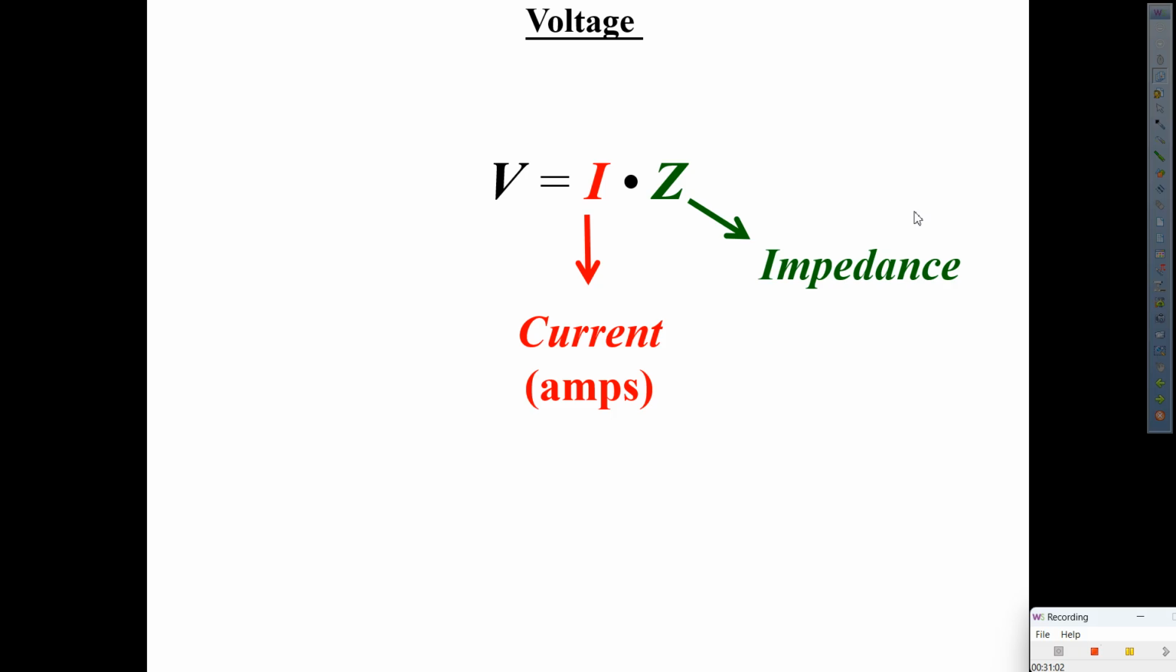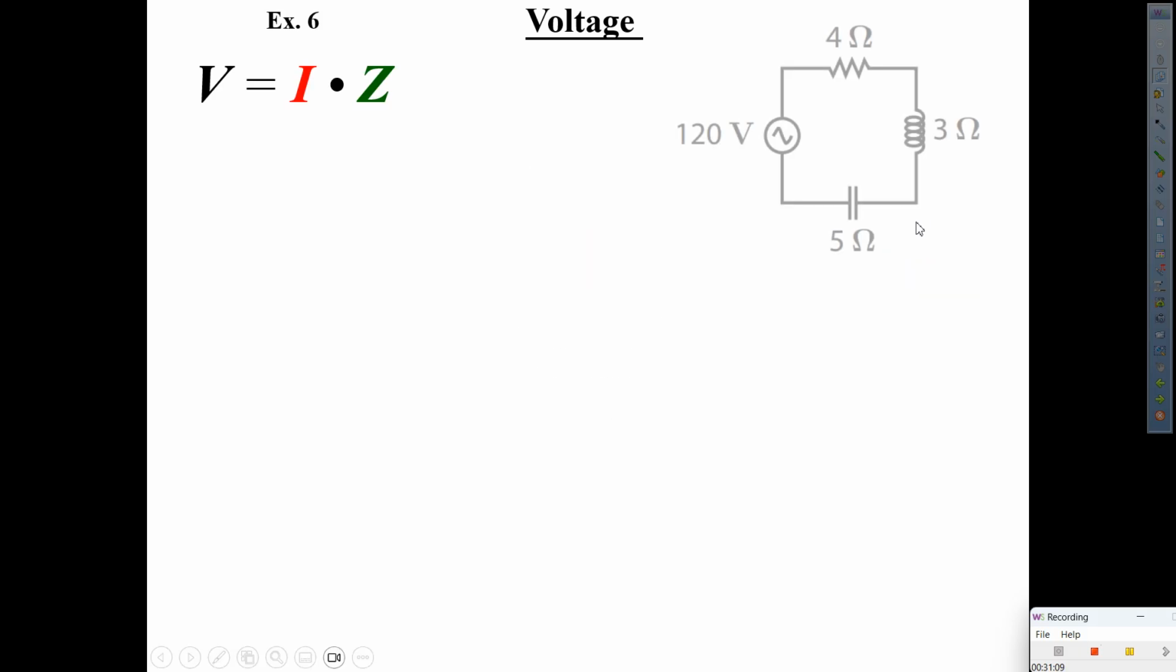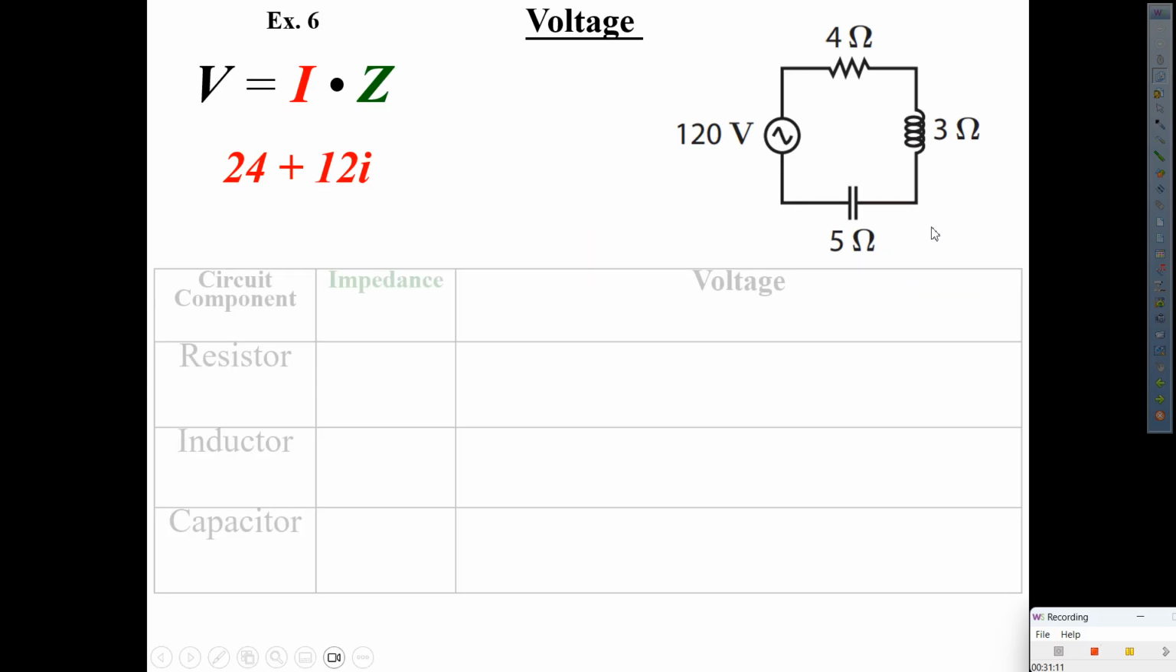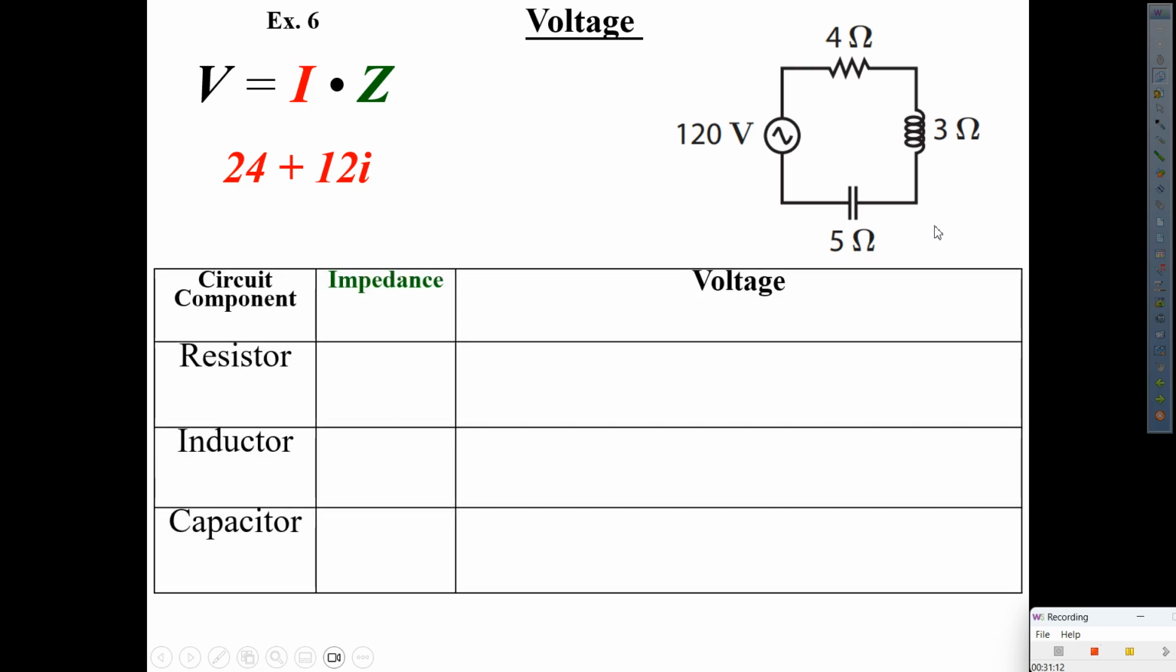All right? So, let's do one like your home play. Ready? Copy this one down. Example 6. Example 6, I want you to write V equals I times Z. 24 plus 12I for your current. This is your diagram. Make a table like this. Hurry up, please.